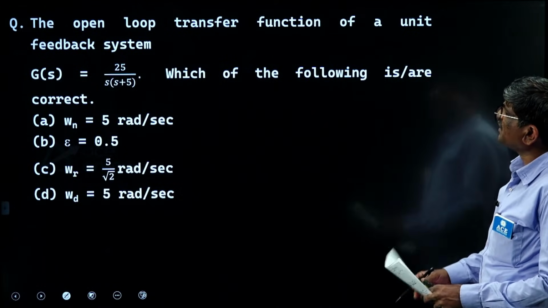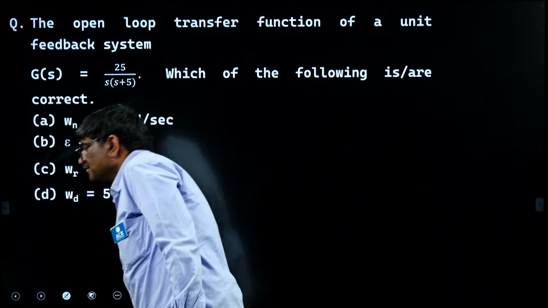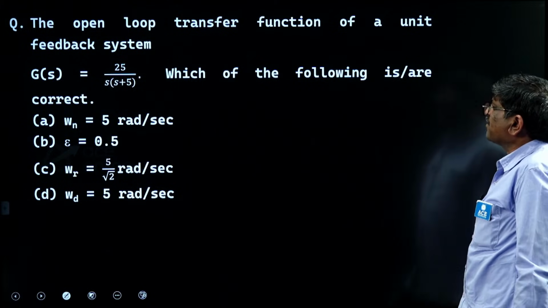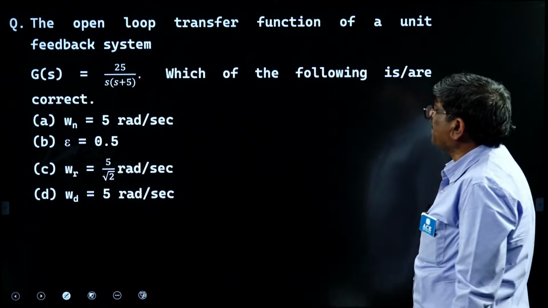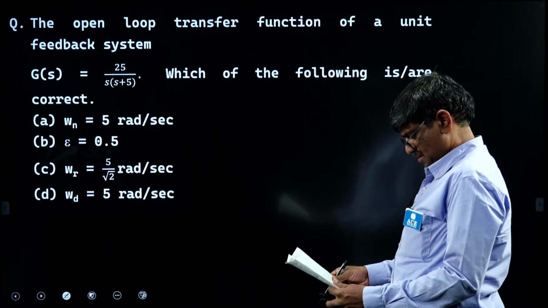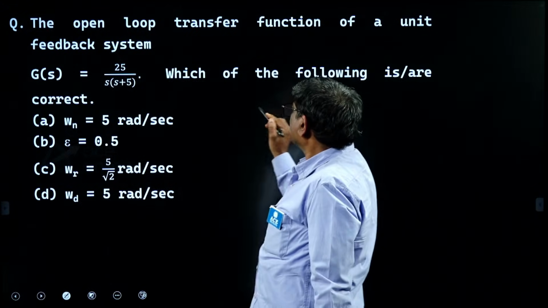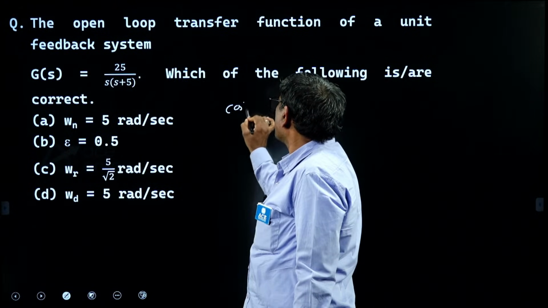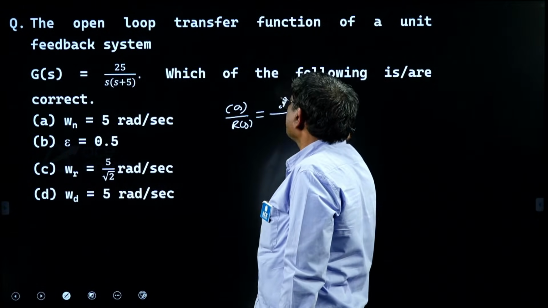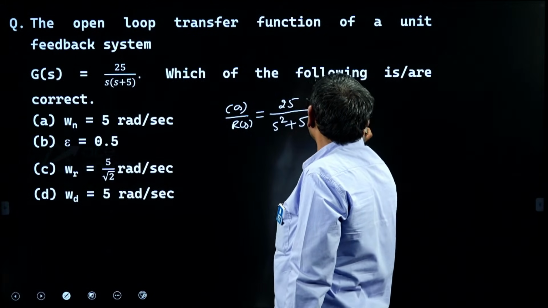Next, come on, do this. The open loop transfer function of a unity feedback system is given. Which of the following is correct? Come on. So, what is C of S by R of S? Anybody? 25 divided by S square plus 5S plus 25.